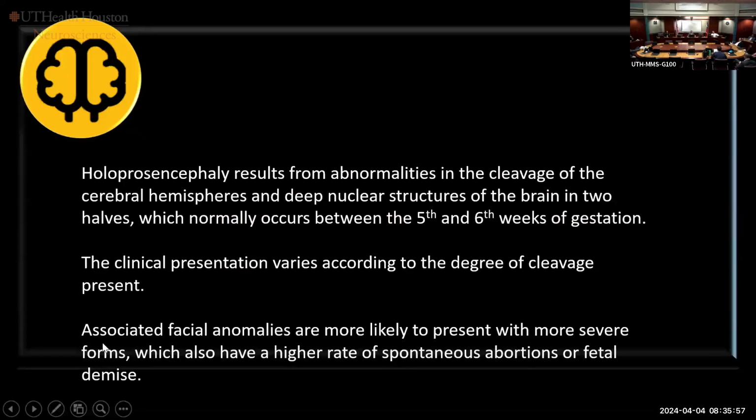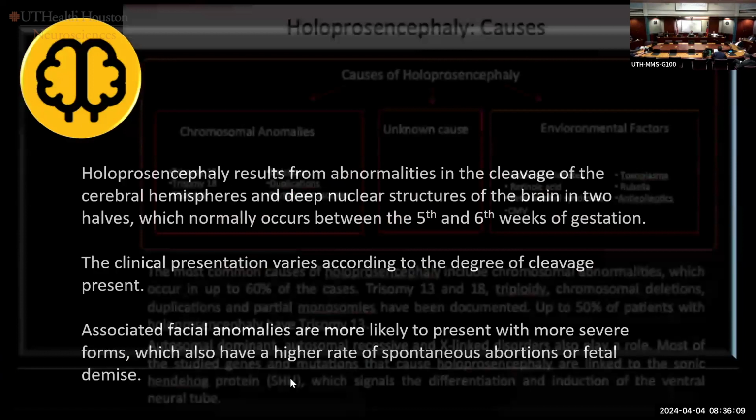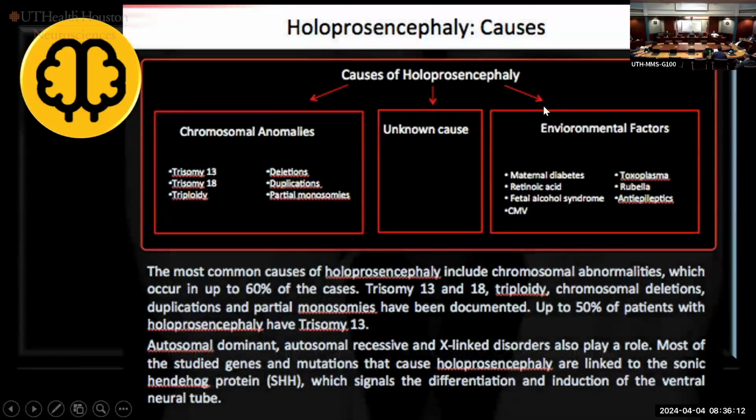The clinical presentation varies depending on the degree of cleavage. And this is what I was telling you about the facial anomalies. So the severe forms typically will have some of this. If they're really severe, they have a much higher rate of abortion. So what are the causes of it? You can have chromosomal causes, unknown causes, and environmental factors. I found this very interesting. The cleavage of the brain could be associated with trisomies, deletions, duplications, or partial monosomies, but it can also have environmental factors.